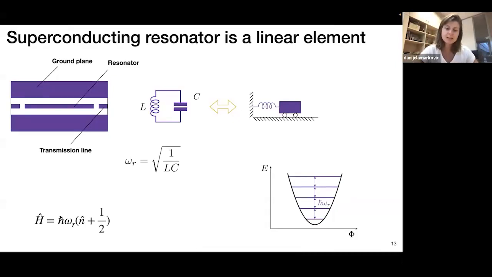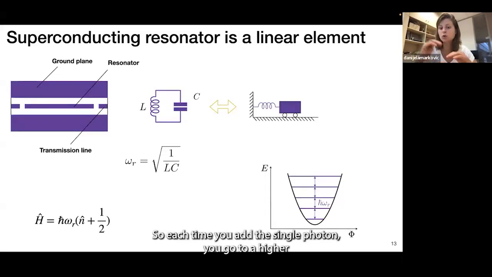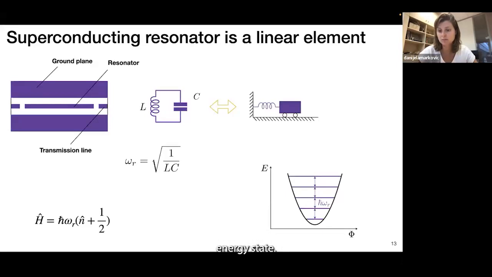Okay. And then as our system is quantum, it doesn't have a continuity of energy states that it can take. It can only take quantized values. That's why it's called quantum, which you see here at the bottom right. So these are energy levels that are separated from each other by h bar omega, which is the energy of a single photon. So each time you add a single photon, you go to a higher energy state.